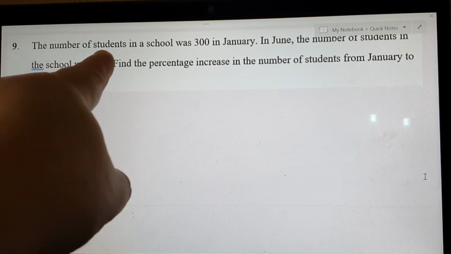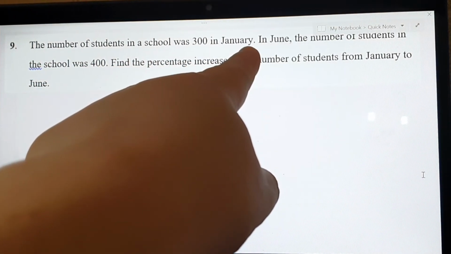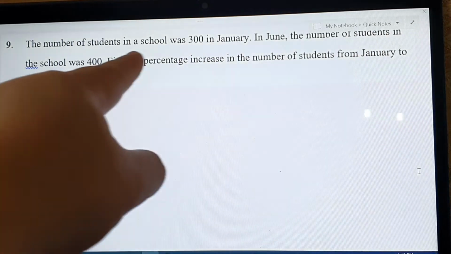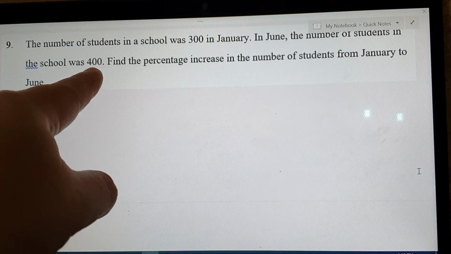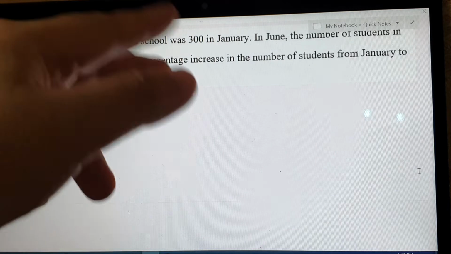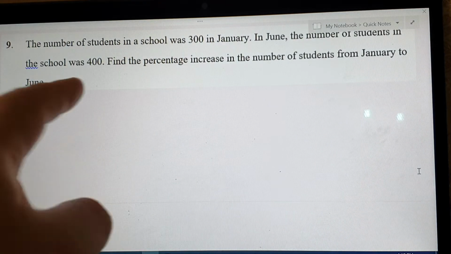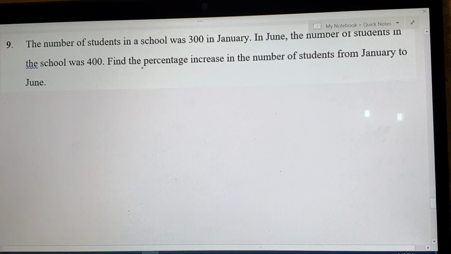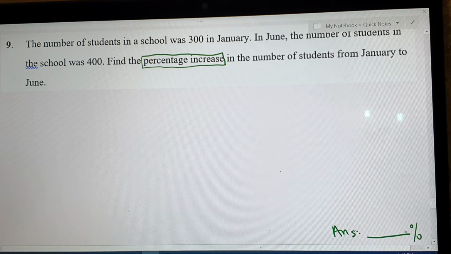Now the number of students in the school was 300 in January, and in June the number became 400. So from 300 to 400 there is an increase, right? So they're asking you for the percentage increase. Let me underline this. Percentage increase. That means they want the increase in terms of percentage. You understand? That means your final answer must be something percent.